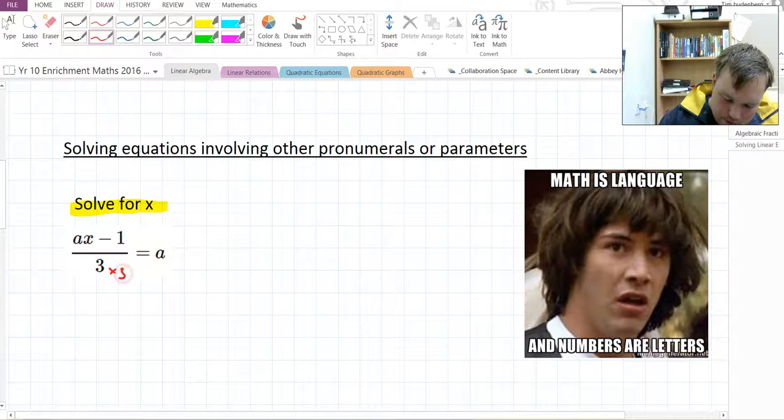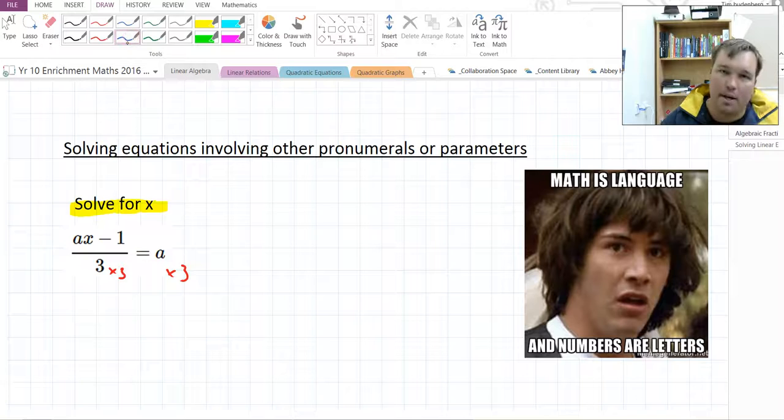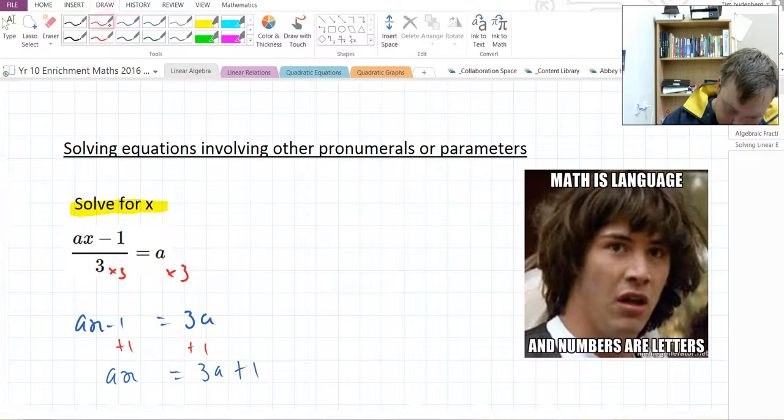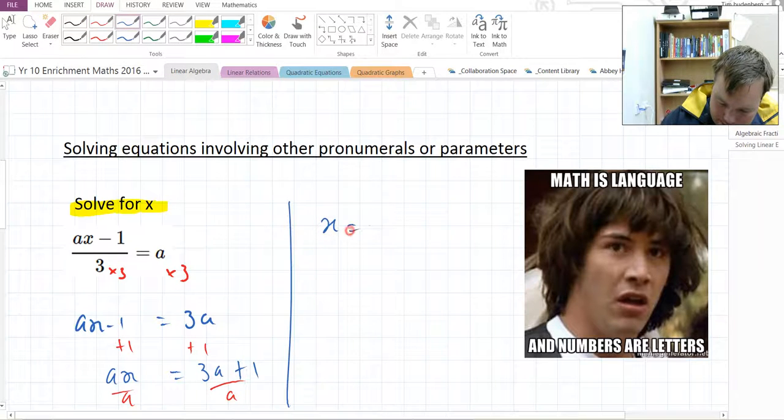Then, as long as we're not too scared by the a, we can just start treating this like an ordinary question. Multiply both sides by 3. Ax take 1 equals 3a. Add 1. Add 1. Ax equals 3a plus 1. Then divide both sides by a. And that leaves you with x equals 3a plus 1 over a.